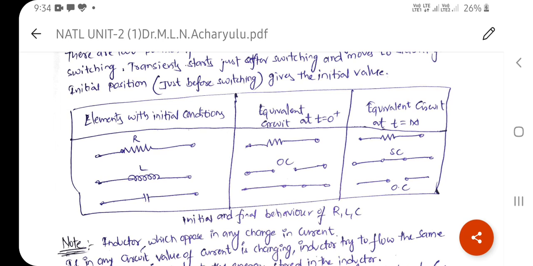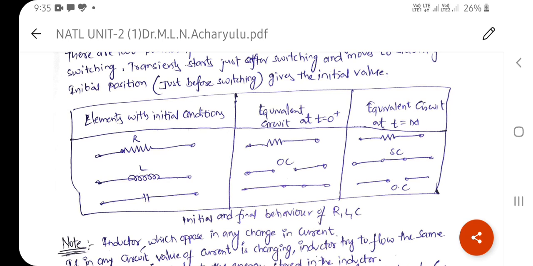If t tends to infinity, it is also the same, there is no change in the resistance. Now take the inductor coil. In the equivalent circuit at t equal to 0 plus, that means just after switching, the inductor acts as an open circuit. If you come to t tends to infinity, then the inductor coil acts as a short circuit.